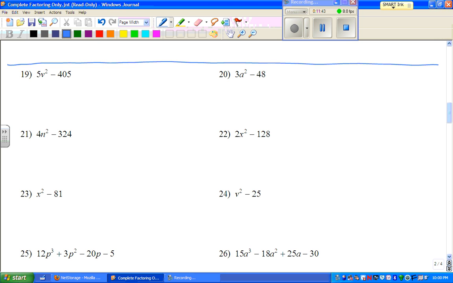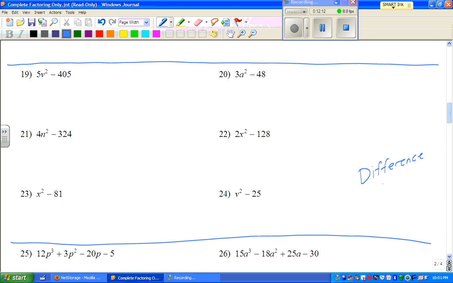19 through 24. These are a little bit different. Number 23, there's only two terms here. But if you notice, we don't have a GCF. There's nothing I can take out of the first term, x squared and 81. But there's something else I can do. If you notice, these are both perfect squares. 81 is a perfect square. I can take a square root of it. So what we call these are the difference of two squares.